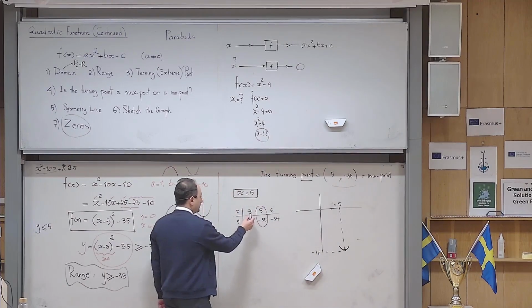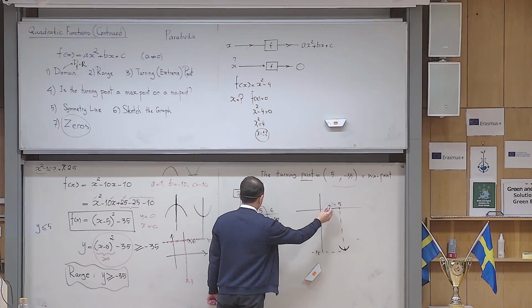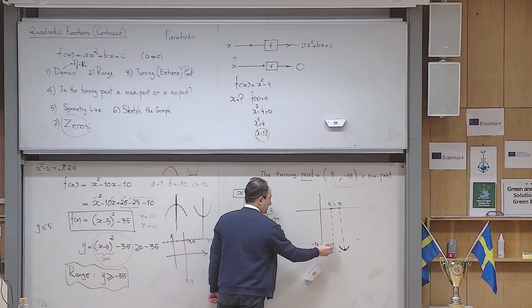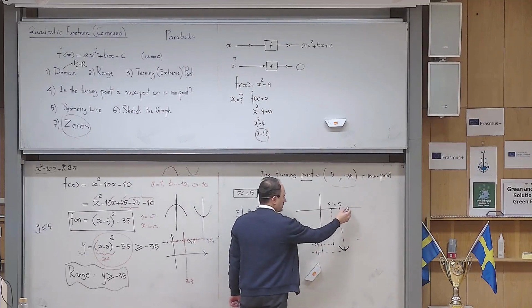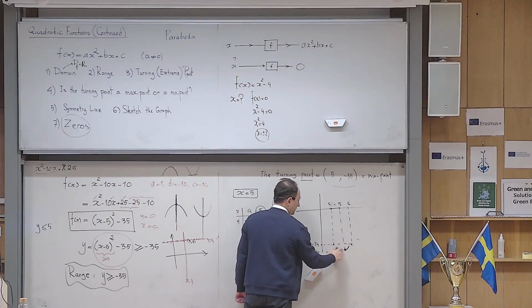And then the other point is 4 and minus 34. So let us say this is 4, and then minus 34 will be somewhere here. So this is another point, and the other point is 6 and minus 34. Yes, so it is here. So that was not very good. So this point and that point and that point. So you just connect them and then continue.